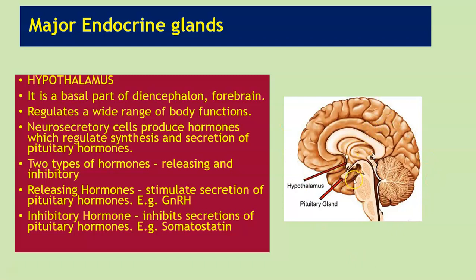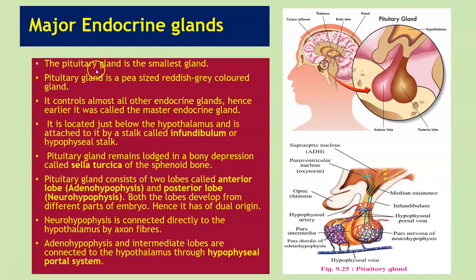Can you see this tiny region here? This is your hypothalamus and this is your pituitary gland. Students, a list of the hormones secreted by the hypothalamus is given in your textbook on page 209. So you can refer to that page for the examples of the hormones of the hypothalamus and know about their functions.